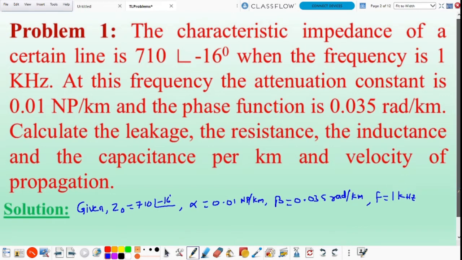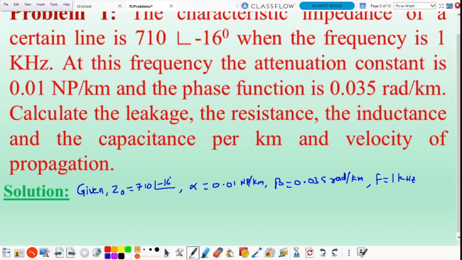So calculate resistance, inductance, capacitance and leakage, shunt conductance. So first calculate the angular frequency omega. Now here the frequency f is equal to 1 kilohertz, and calculate the angular frequency. The angular frequency omega is equal to 2 pi f. So that is equal to 2 into pi value 3.14 into 1 kilohertz. F is equal to 1 kilohertz, that is 1000 hertz.